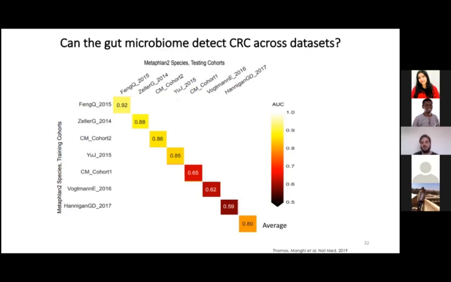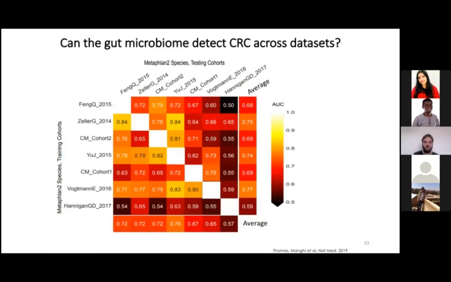When we trained and tested on the same cohort, we saw that some data sets were able to predict colorectal cancer better than others. This is based solely on the gut microbiome. However, when we used the approach where we trained on one data set and then tested on another, we saw that there was a poor transportability of the information learned from one data set to the other.